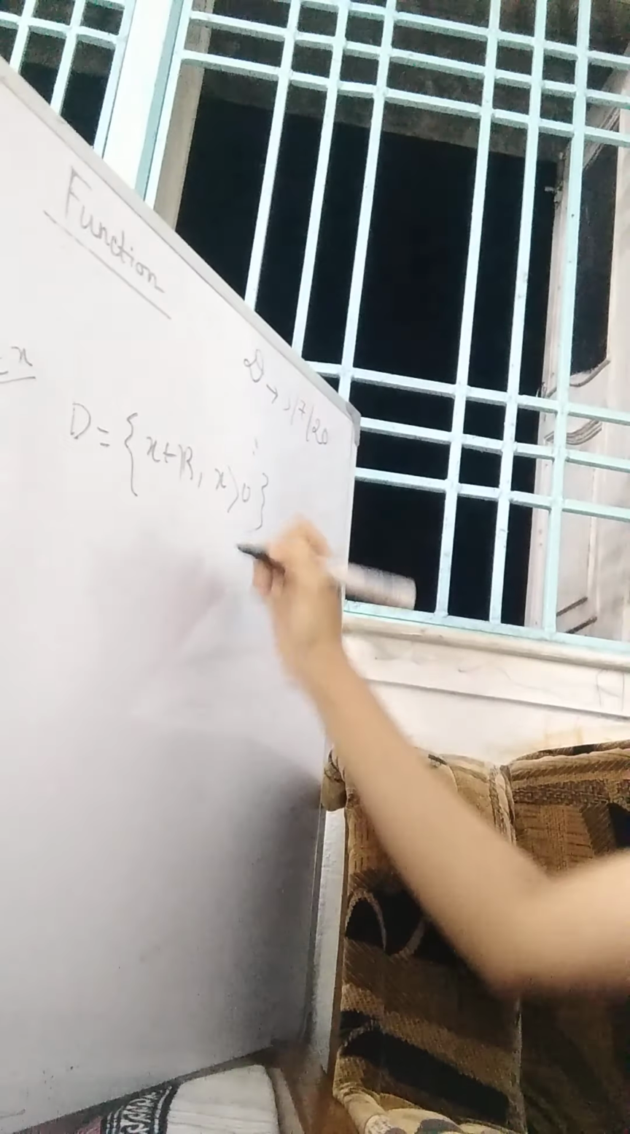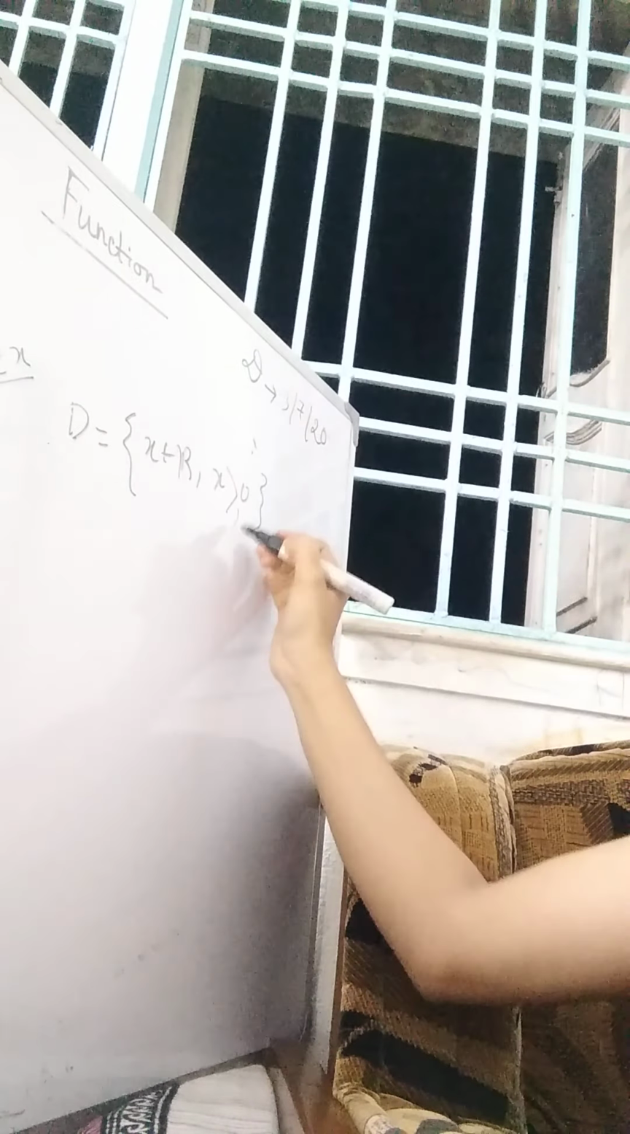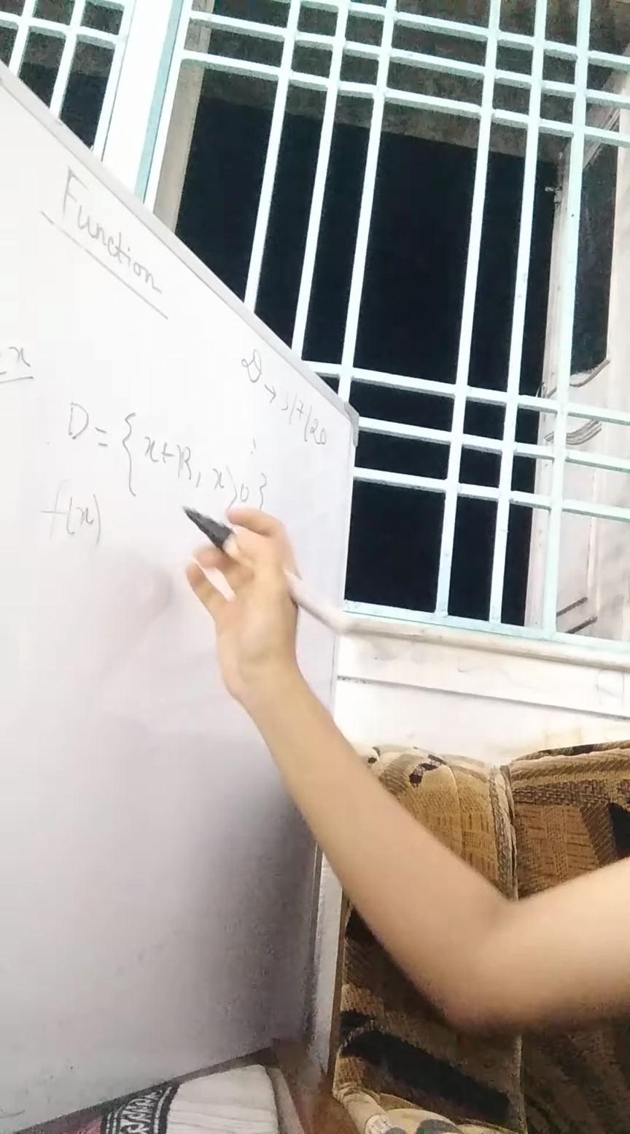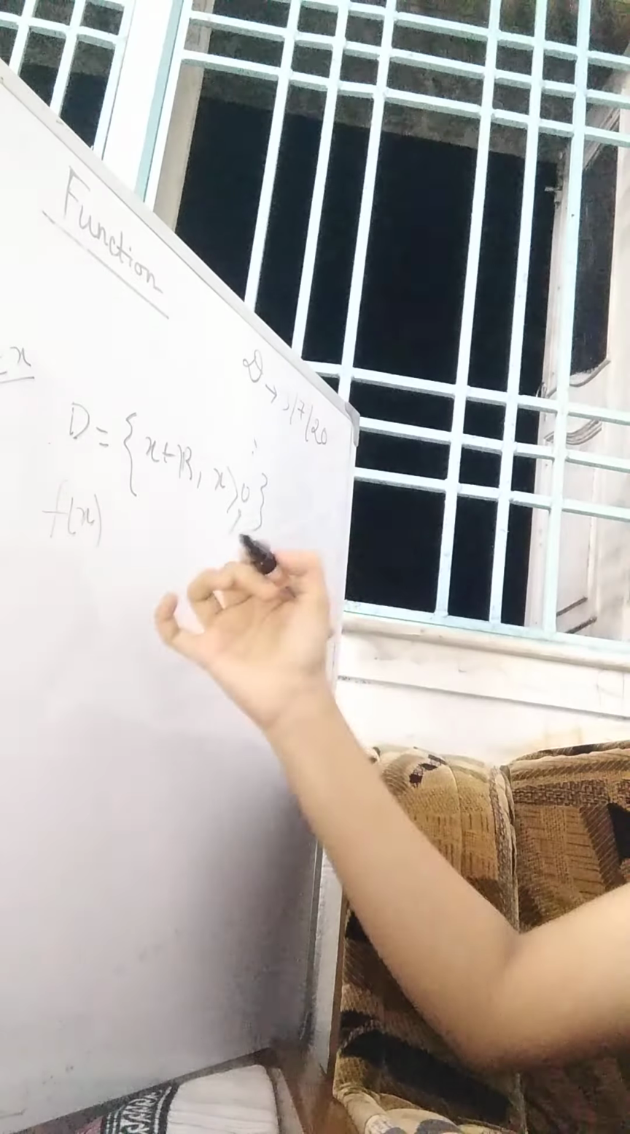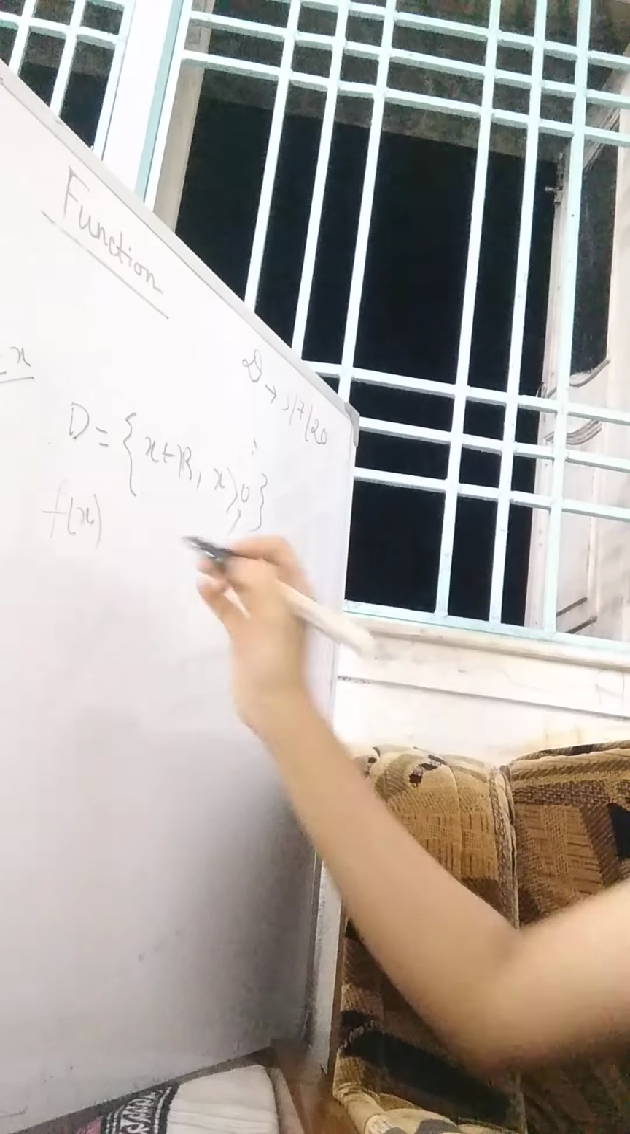Example. Let D be the set of x belonging to R such that x is greater than or equal to 0. That means the non-negative real numbers, including 0. f of x is a function defined from D to R, given by f of x equals x square. Such an easy example, a square function.